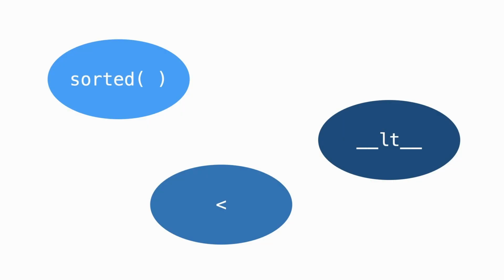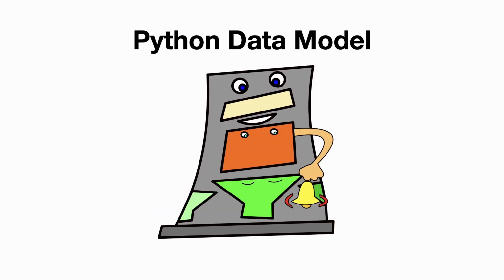At this point you might have one question. How does Python connect the sorted function, the less than operator and dunder less than? It is of course the Python data model that makes this possible.